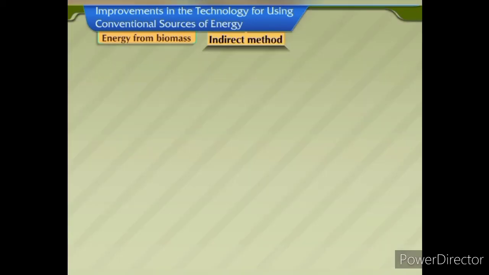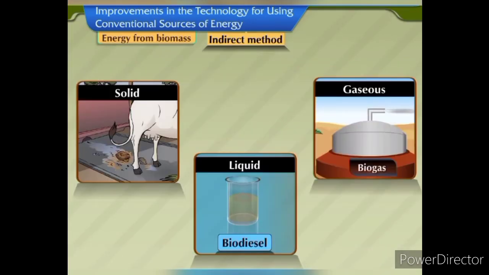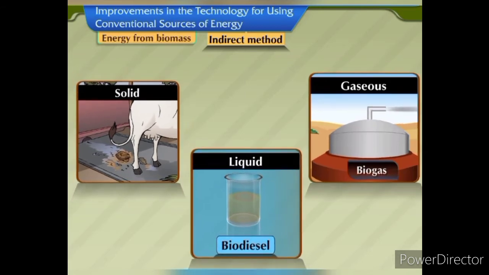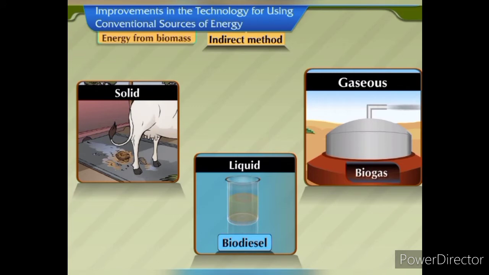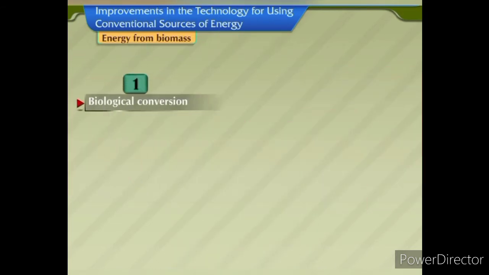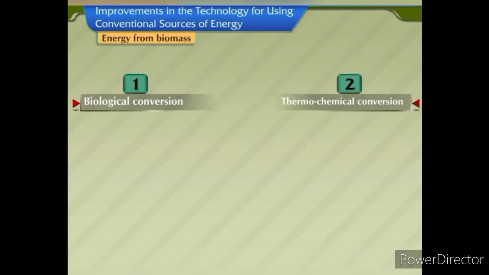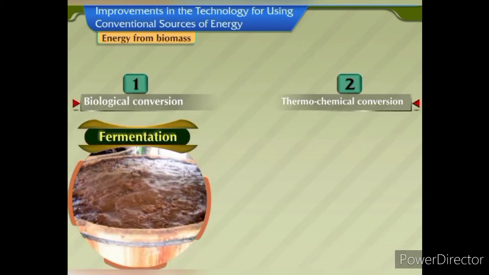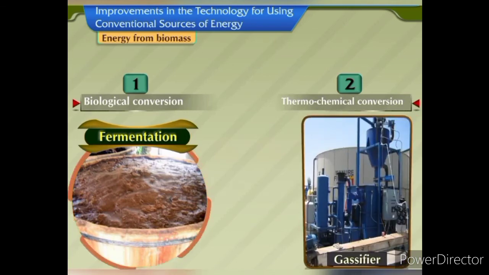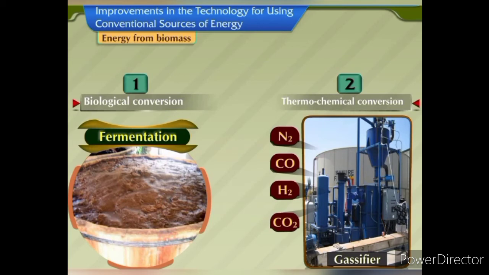Biomass can be used indirectly by converting it into convenient fuel in solid, liquid, or gaseous form. There are two conversion processes: 1. Biological conversion, and 2. Thermochemical conversion. Biological conversion includes processes like fermentation. For thermochemical conversion, a gasifier is needed, of which the end product is a mixture of producer gas: N2, CO, H2, CO2, and CH4.